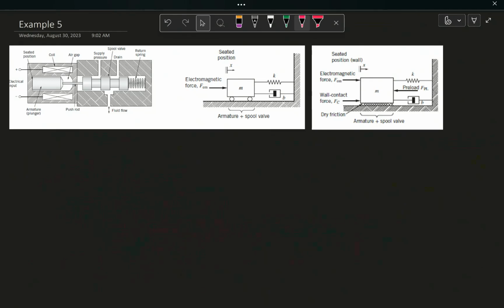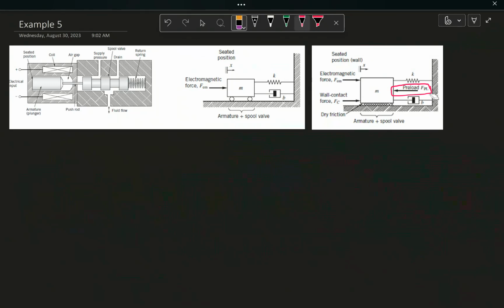So there would always be a preload force that is pushing the plunger, the push rod and the spool to the left. We show the effect of that preload force as a constant force, that is somehow an external source. We model it that way.